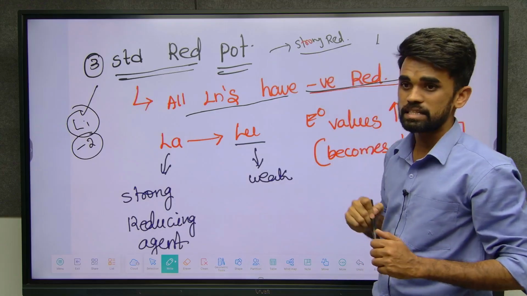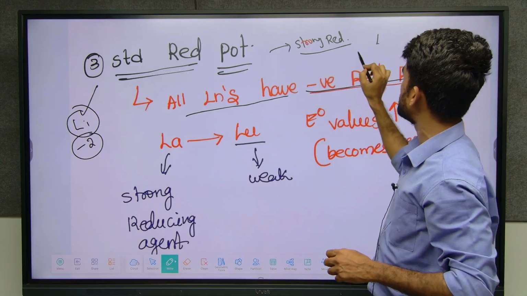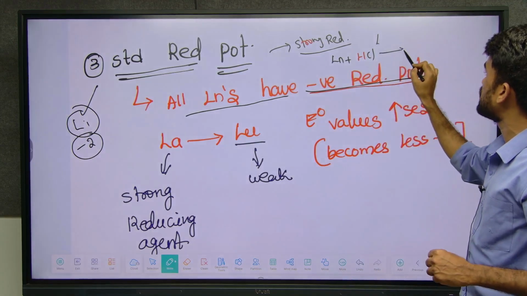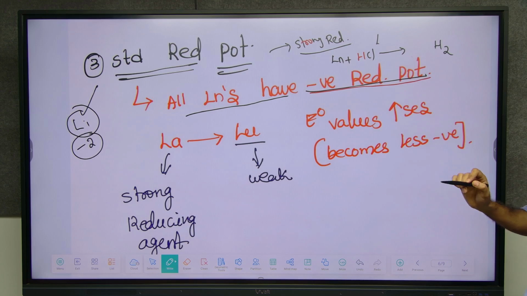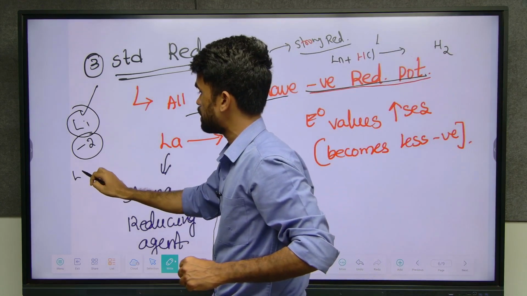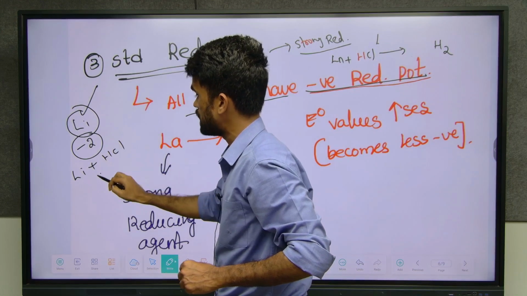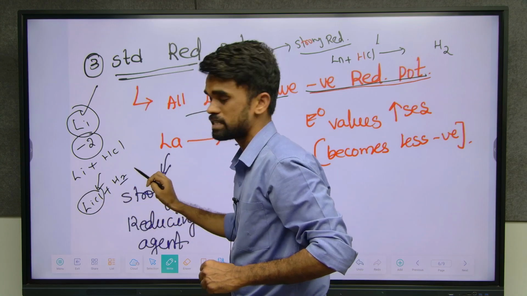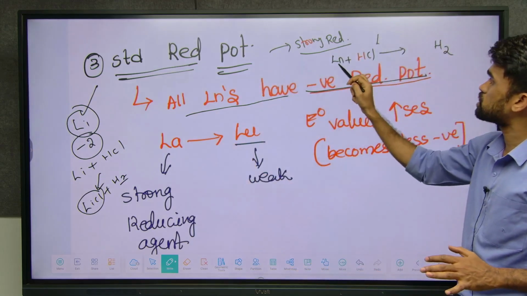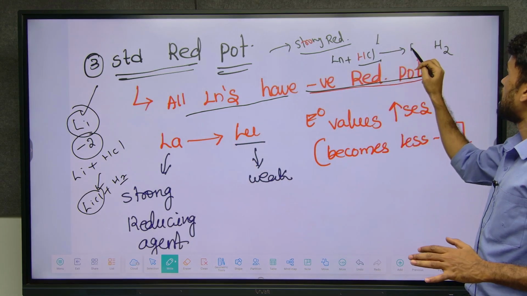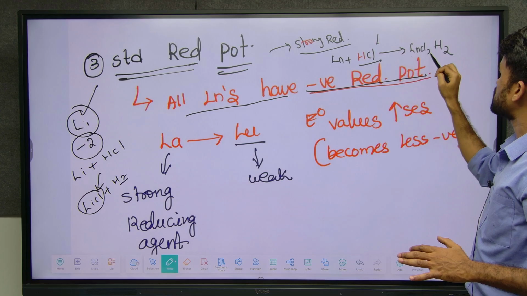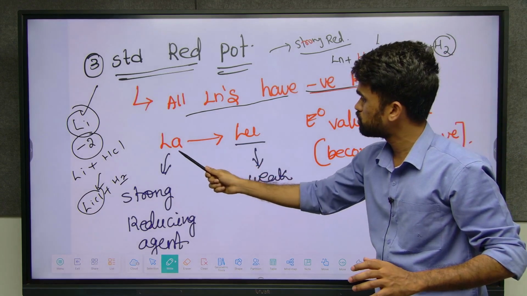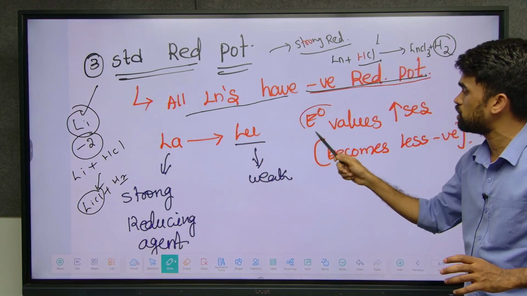Now, these acting as reducing agents means when you treat lanthanides with acids, they are going to liberate H2 gas. For example, I am treating lithium or sodium with HCl. Now what happens? It gives you LiCl plus H2 gas. A salt and hydrogen gas are liberated. Similarly, lanthanides upon treating with acids will give lanthanide chlorides, like lanthanum salts, plus H2 gas liberated.